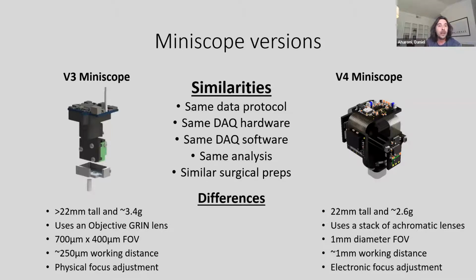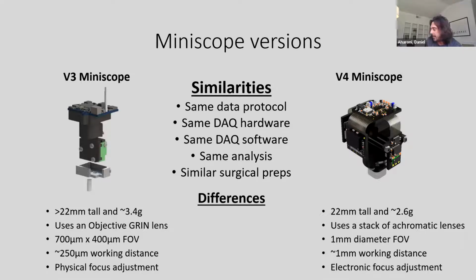So if you built a miniature microscope 5 years ago with our first data acquisition board, that will support all current devices being developed now. And they all run in the same software. Generally, when we build new things, we try to make them as backwards compatible as possible. So even if you're still using version 3 Miniscopes, you can switch over to new acquisition hardware and software to enable new features. We use the same analysis, which there'll be a lot of talk about at this workshop. And then most of the surgical preps, which we'll see in the next talk, are very similar between the two.